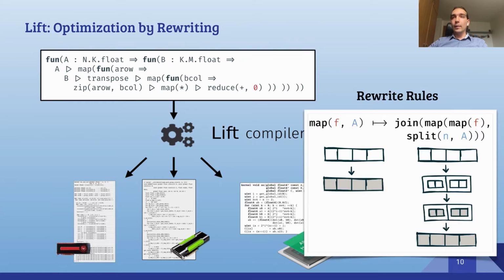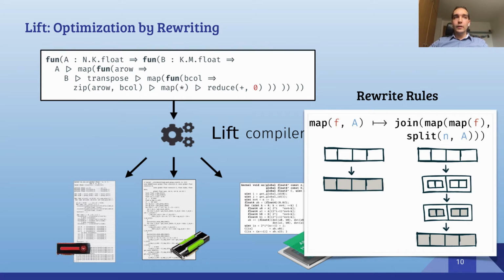Next, let's look at an example of a rewrite rule. For instance, here we apply a function f to all elements of an array A. And in the rewritten version, we partition the array into smaller arrays using split and apply the function to the individual elements of these partition arrays with map.